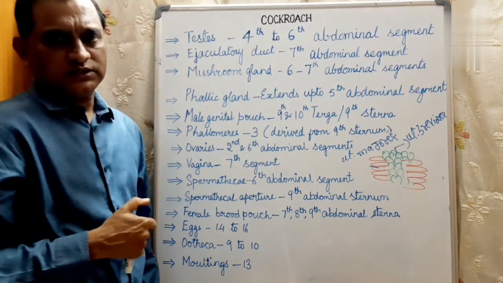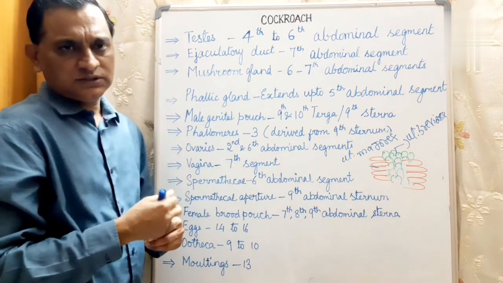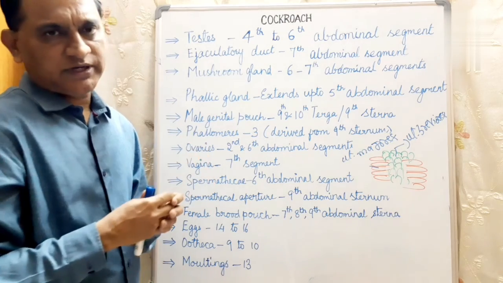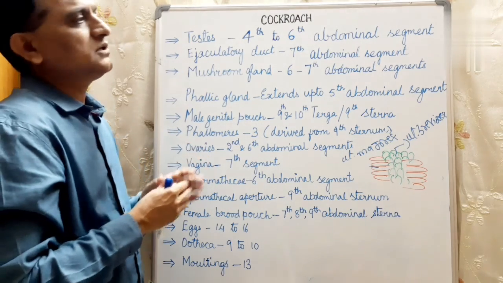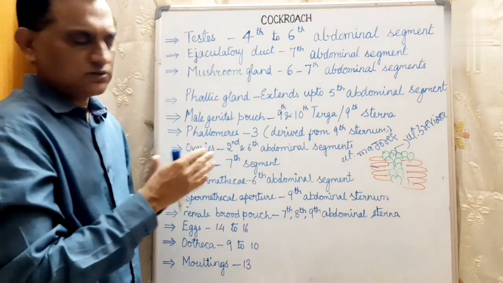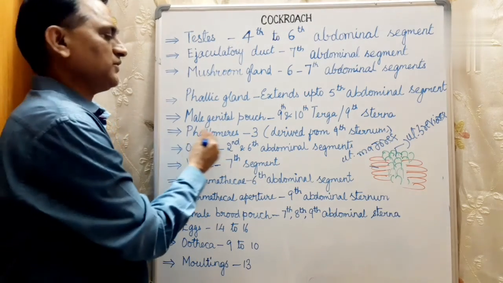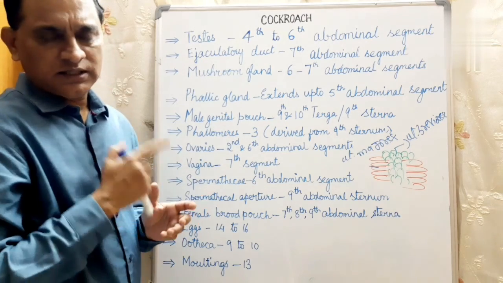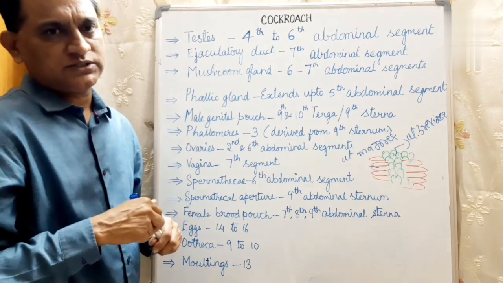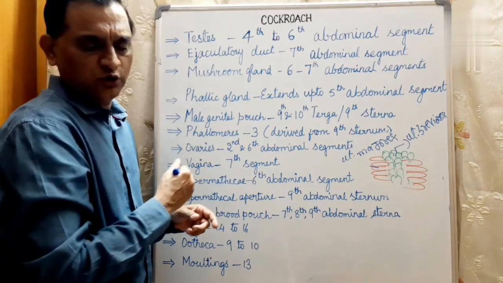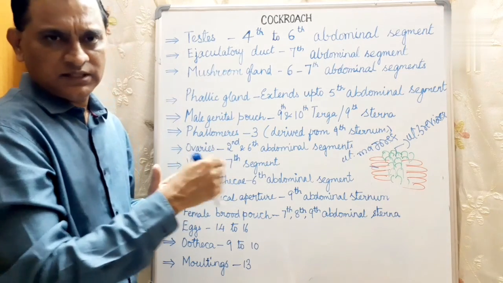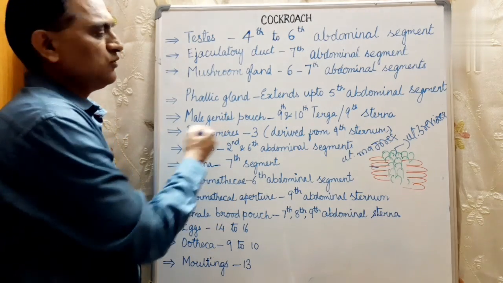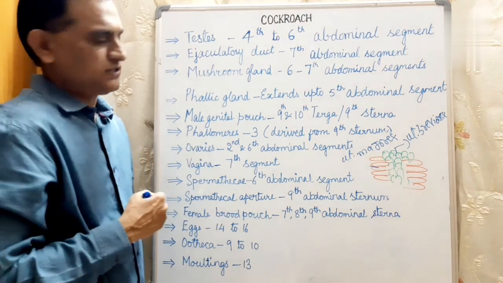Next are the phallomeres. In the male cockroach, the external genitalia, which are chitinous and asymmetrical in structure, are called gonapophyses. These gonapophyses get modified into phallomeres. There are 3 phallomeres: right, left and ventral. The ventral phallomere possesses the male genital aperture at its base. Phallomeres take part in copulation.